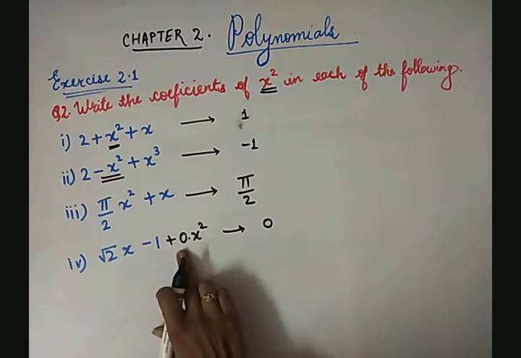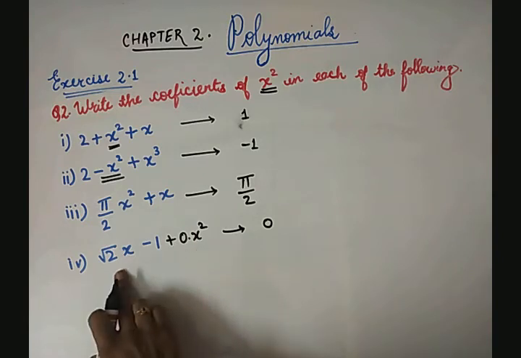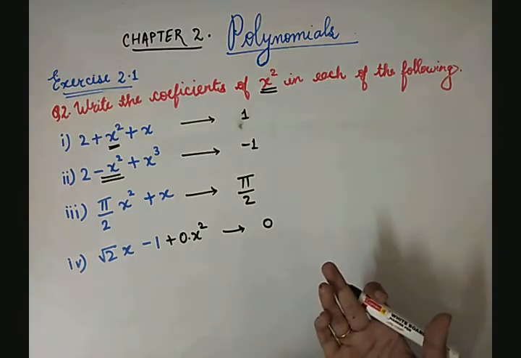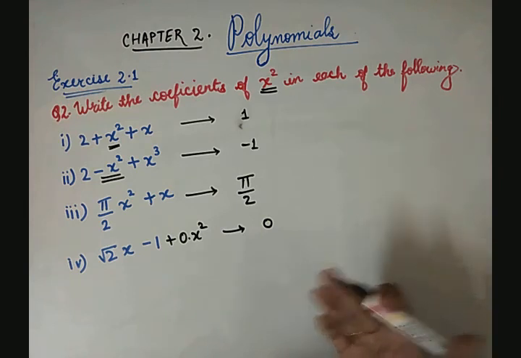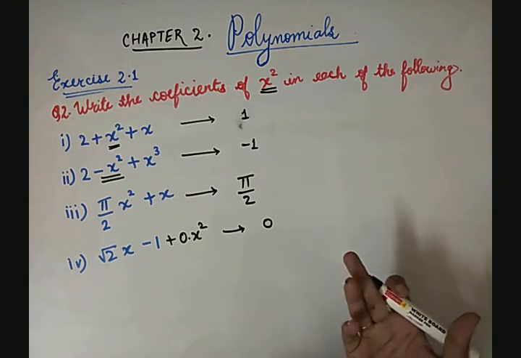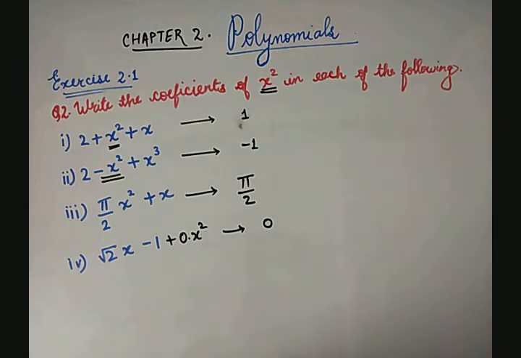Clear? 0 into x square will be equal to 0. And if you add 0 to any expression, will it make any change? It will not make any change. That's why it is not written. So don't panic if you don't see any x square in the expression. You have to use this logic here. So what is the coefficient of x square here? 0. So this was the second question. Now let us see the third one.